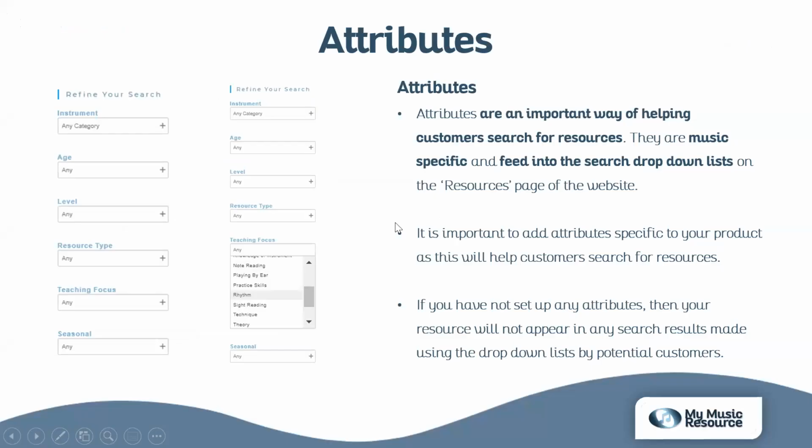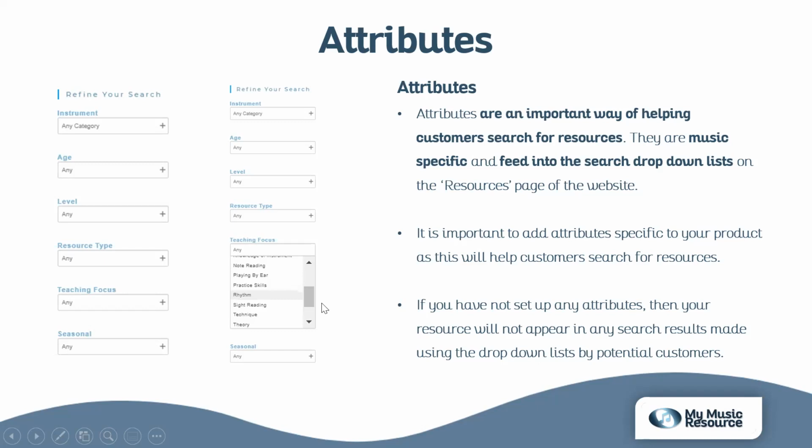Attributes are an important way of helping customers to search for resources. We have defined the product attributes and they are all music specific. They feed into the search drop-down lists on the shop page, the resources page of the website. So this is the drop-down list. Okay, they have been predefined.